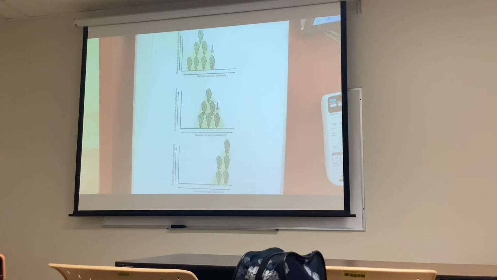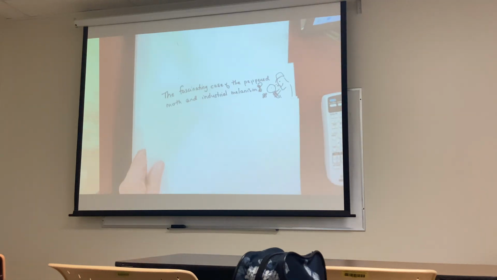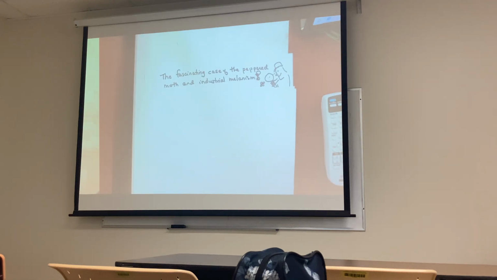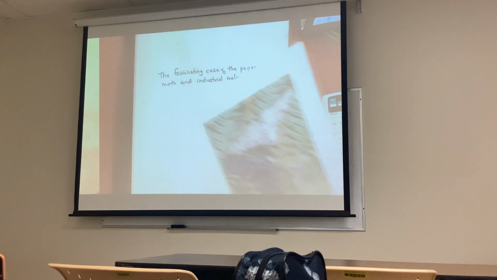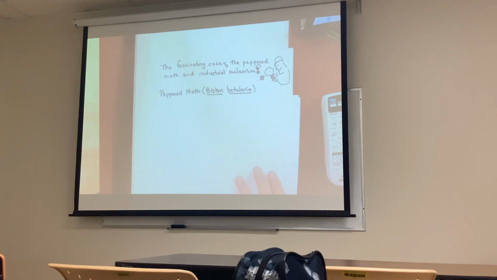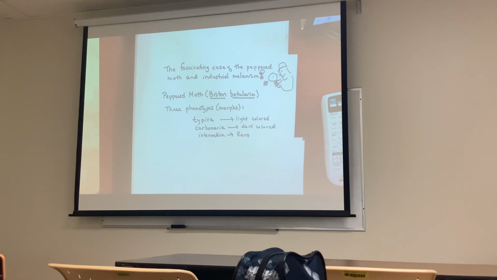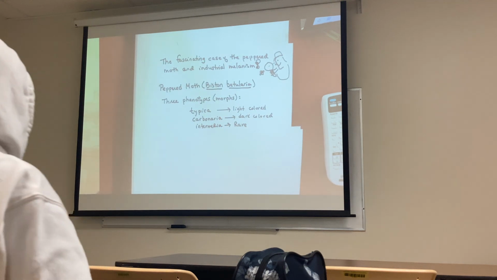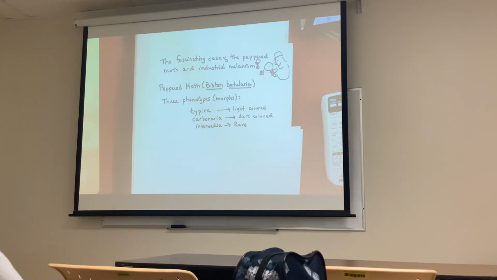So let me give you the classic example of directional selection. And that is the peppered moth in England, and a phenomenon called industrial melanism. The peppered moth, Biston betularia is the scientific name, comes in 3 phenotypes or morphs. Something called typica, which is light colored, something called carbonaria, which is dark colored, and something in between called intermedia, but this is so rare that we didn't even consider it.